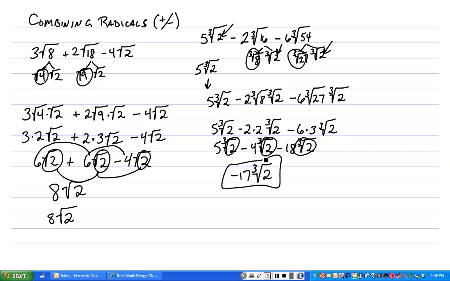Alright, so that's pretty much all there is to combining radicals, whether it be square roots or cube roots. Again, you're just trying to break them down to the lowest number under the radical sign, if at all possible, and then you combine them once you get the radicals and the number under the radical to be the same number.